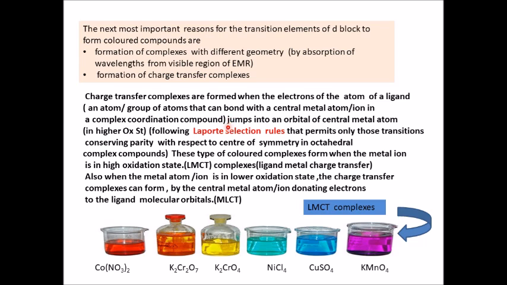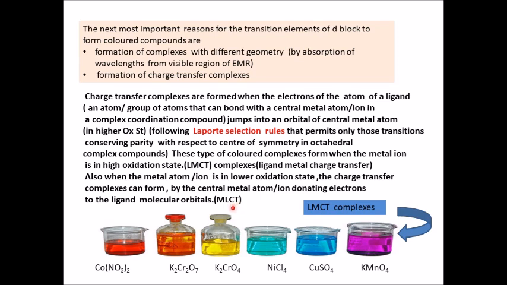Okay, now these charge transfer complexes which we were talking of, which are formed by donation of electrons from ligand to the metal atom or from metal atom to the ligand, they are called, here you can see, ligand metal charge transfer complex, LMCT, or MLCT, which is metal ligand charge transfer complex.